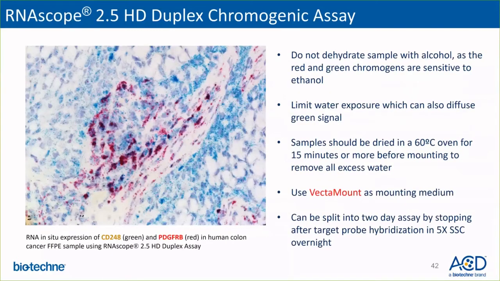In the chromogenic duplex assay, your C1 probe will be visualized in green and your C2 probe will be visualized in red. A few critical points to note here are the sensitivity of both the red and green chromogen to alcohol. Therefore, these should not be dehydrated using alcohol prior to mounting. Additionally, we would recommend you to consider splitting this assay in 2 days due to the length of the time.